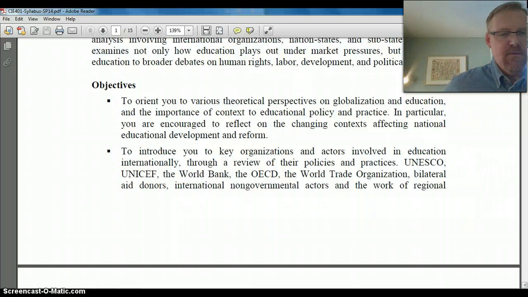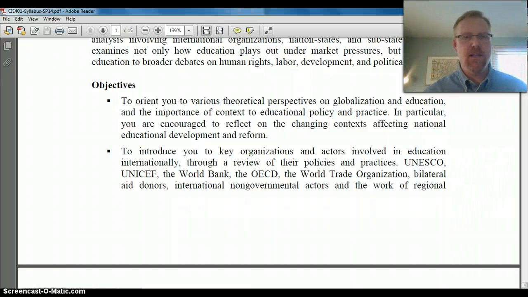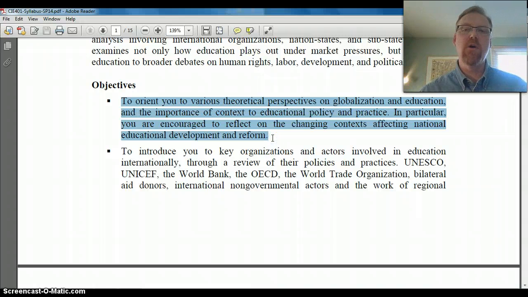So I have several objectives that I want us to accomplish during class this semester. First, I would like to orient you to various theoretical perspectives on globalization and education, and the importance of context to educational policy and practice. In particular, you are encouraged to reflect on the changing contexts affecting national educational development and reform. Right? So this is saying that we're going to look a lot at theory, and that may elicit from you a big yawn, but trust me, it's important.